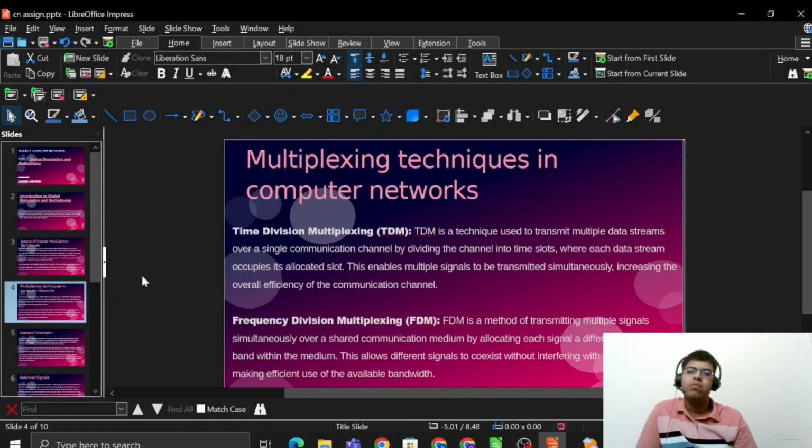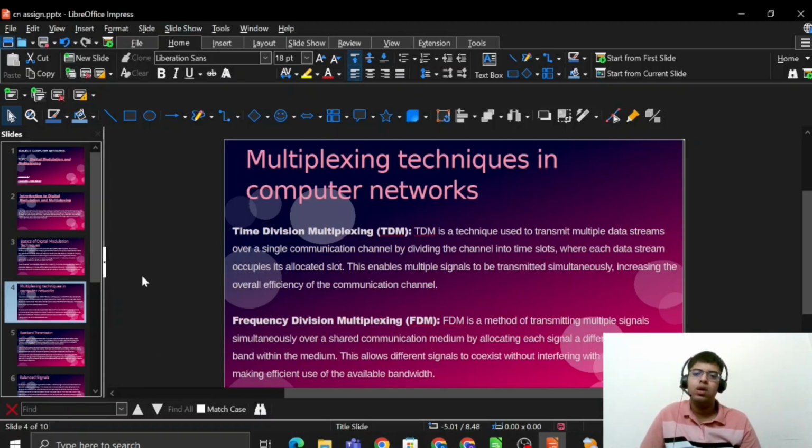Now let's learn some multiplexing techniques in computer networks. The first one is time division multiplexing. This is a technique used to transmit multiple data streams over a single communication channel, where the channel is divided into time slots and each data stream occupies an allotted slot. This allows multiple signals to be transmitted at a time and increases the overall efficiency of the communication.